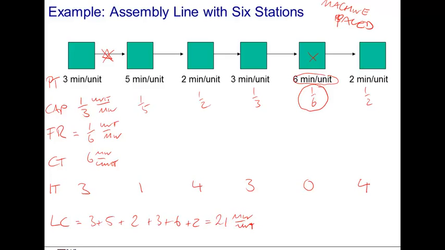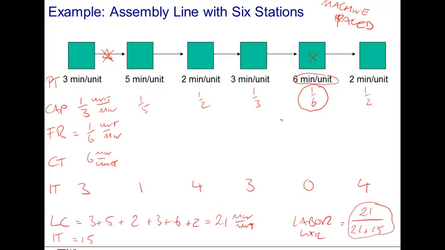The total idle time across all units is 3 plus 1 plus 4 plus 3 plus 4, which is 15 minutes. We can then define the average labor utilization as 21 minutes labor content divided by 21 plus 15, which is the average utilization in this process.